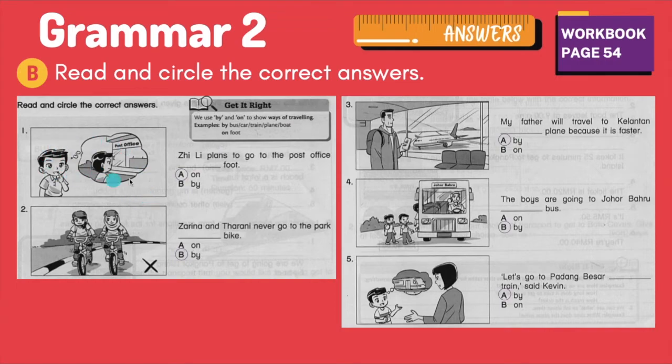Okay, number 1. Zili plans to go to the post office on foot. Okay? Number 2. Zarina and Tarani never go to the park by bike. Number 3. My father will travel to Kelantan by plane because it is faster. Number 4. The boys are going to Johor Bahru by bus. And the last one, let's go to Padang Besar by train, said Kevin.